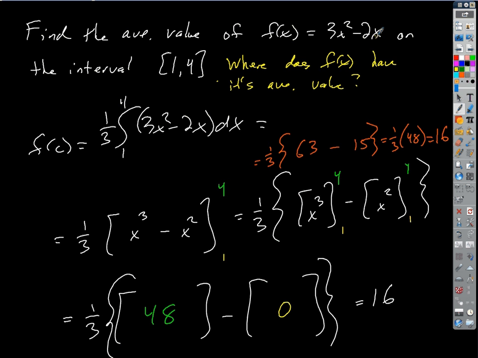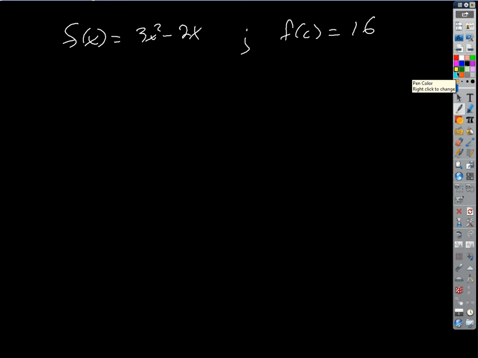Okay, so this part right here, if we go to the next page, you guys have that written down, right? What was f of x again? 3x squared minus 2x. Okay, and we found that f of c equals 16. Well, then think what we're doing. If f of c equals 16, that's just like saying 3c squared minus 2c equals 16. Solve for c. What would I do to solve for c there?